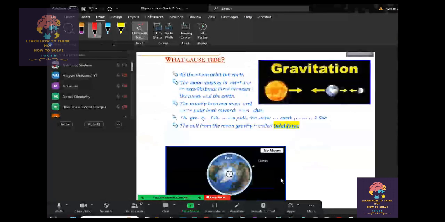Okay. What causes tide? We took it in the last lesson: there is a gravitational force between the sun and the earth, and also a gravitational force between the earth and the moon. Right? And we know that the moon doesn't contain any water, and the sun doesn't contain any water.